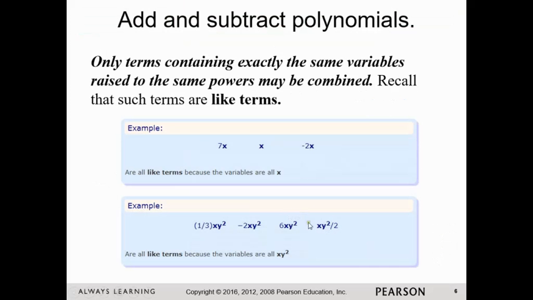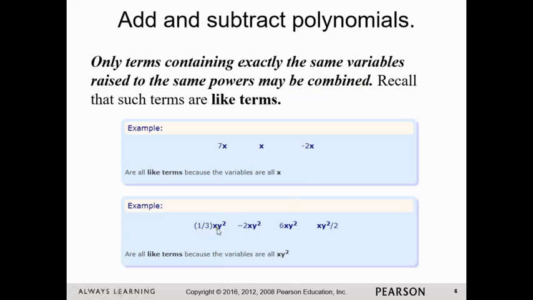All right, so this next bit has to do with combining like terms. So we probably are familiar with this. But for example, in this first piece, we got 7x, x, and negative 2x. These are all like terms. The reason why they're like terms is because terms containing exactly the same variables raised to the same powers may be combined. Which brings us to this next example here.